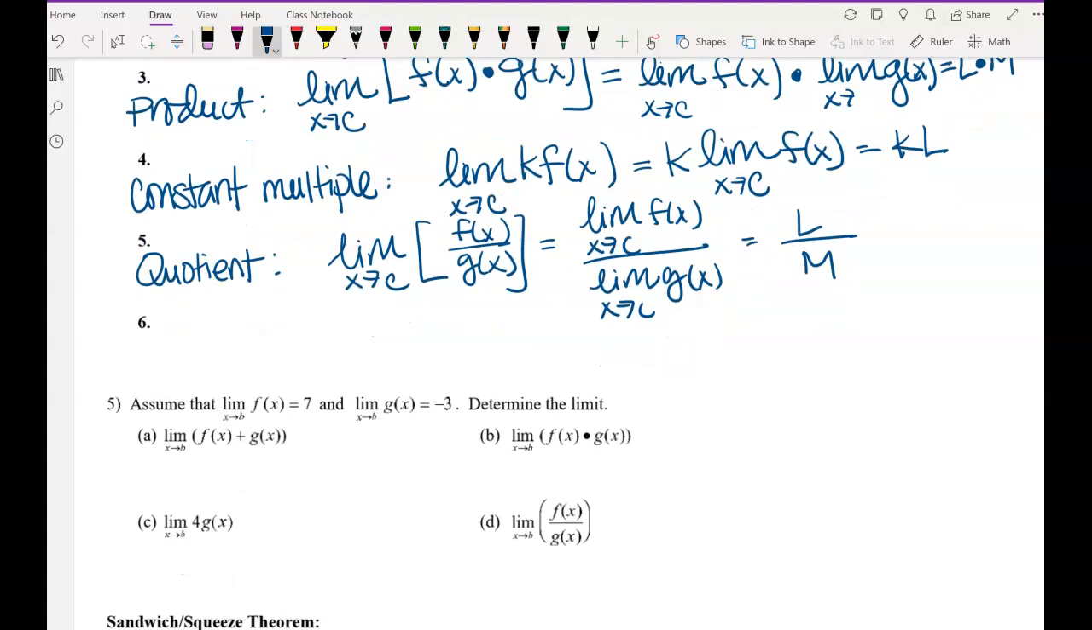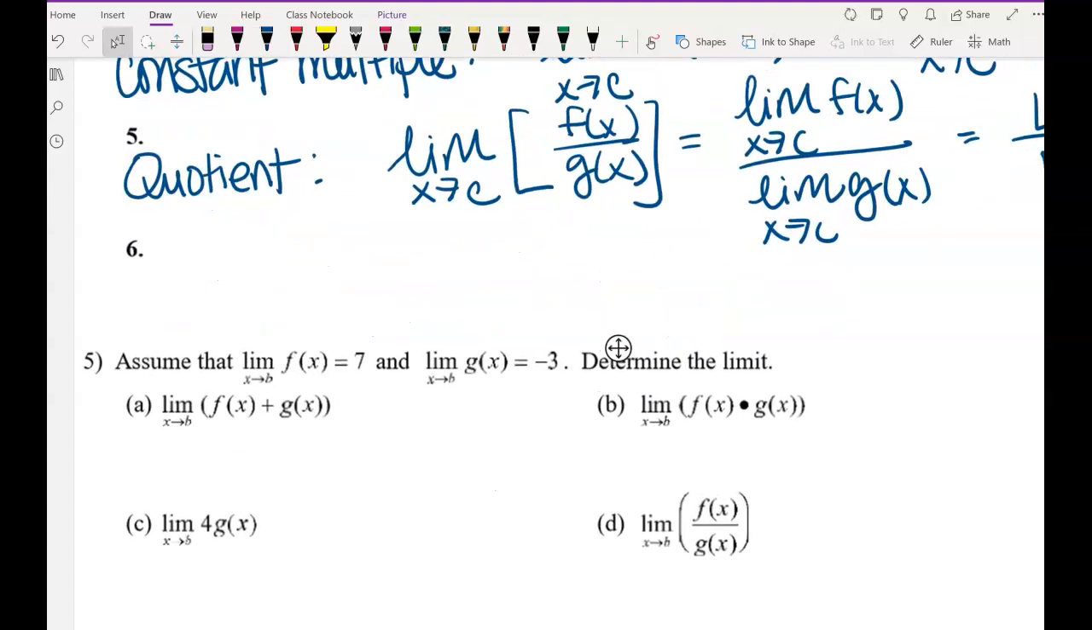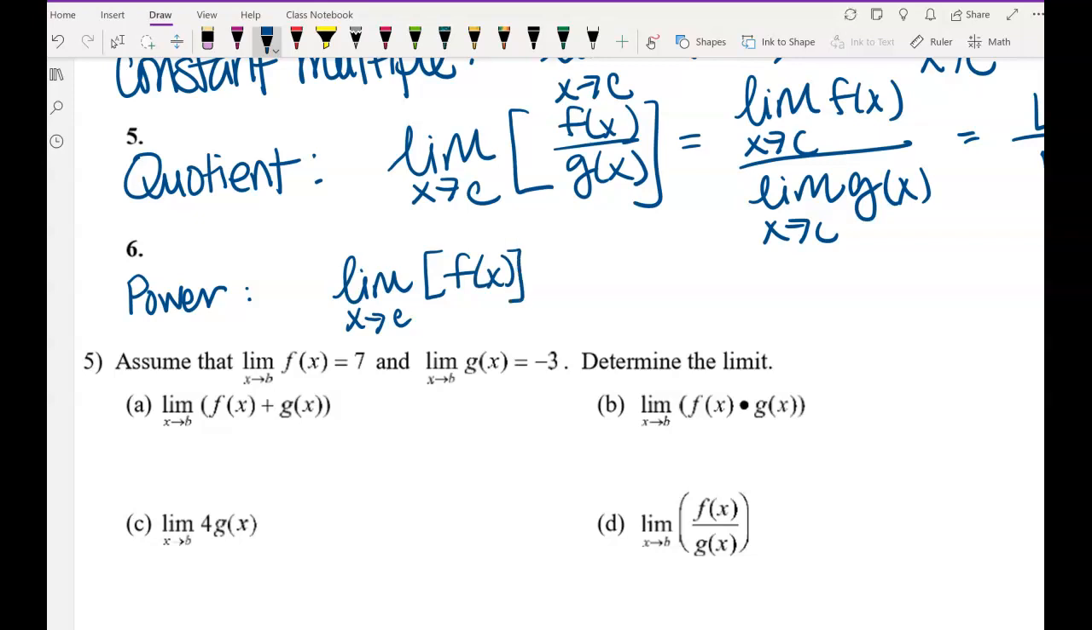And our last one is going to be the power rule. So we have power. When we do the limit as x approaches c of our function f of x, and this function is raised to the p, then we simply do the limit first, find the answer, and take that answer and raise it to the p. That means our answer is L, then L raised to the p.